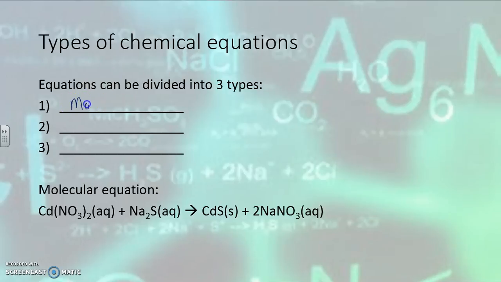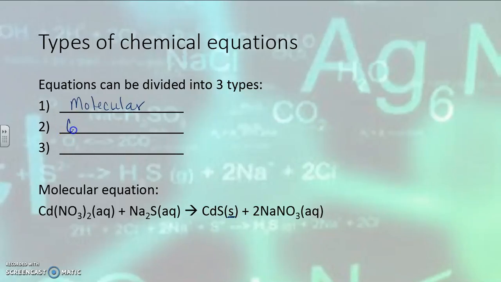We can have our molecular equation. A molecular equation is pretty much everything that you've seen so far. So this right here, this double replacement reaction where cadmium 2 nitrate with sodium sulfide gives you cadmium sulfide and sodium nitrate. It produces a salt or a solid, and so it's a double replacement reaction. That would be considered your molecular equation. That's something you're familiar with. We've been dealing with that for some time now.